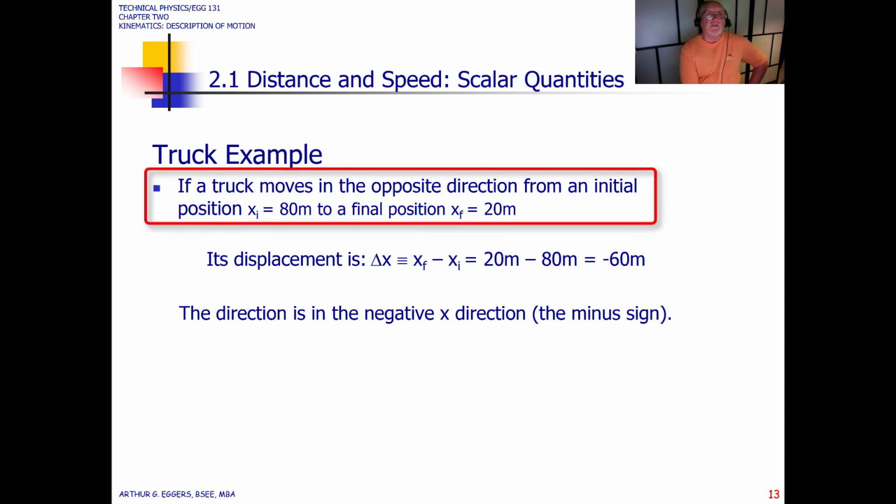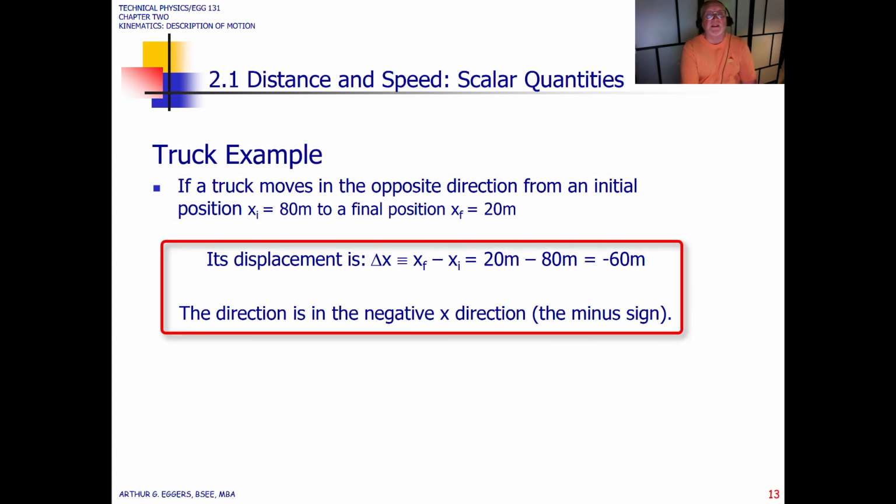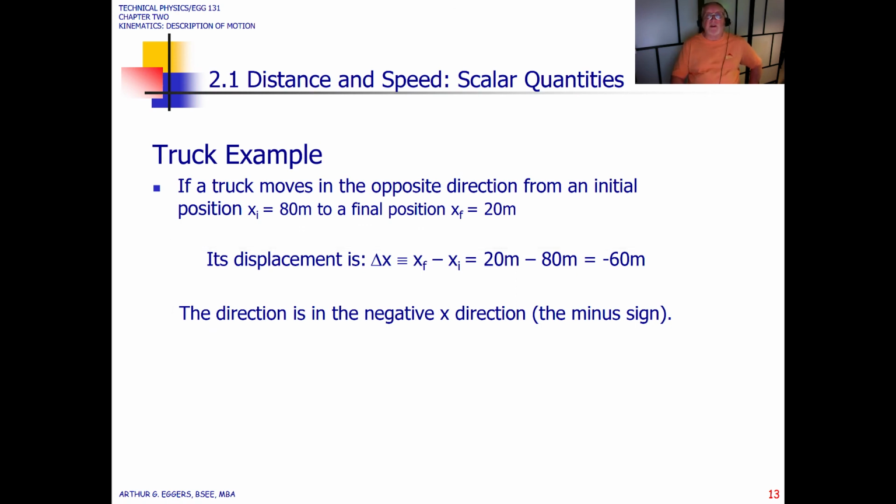Okay, what if the truck is moving in the opposite direction from an initial position of 80 meters and a final position of 20 meters? So now in this case, when we put the values into their respective places in the definition, x sub f minus x sub i is equal to 20 meters minus 80 meters. Notice now we have a displacement of minus 60 meters. The direction now is in the negative x direction, as shown by the negative sign.